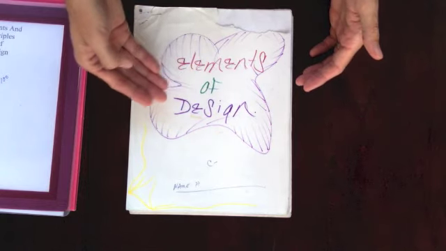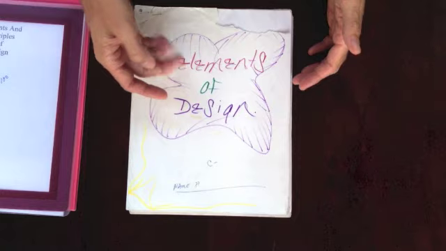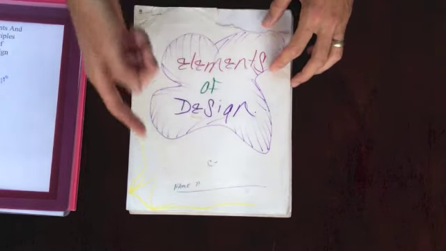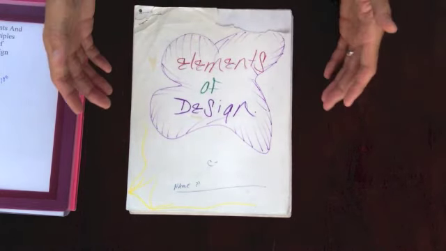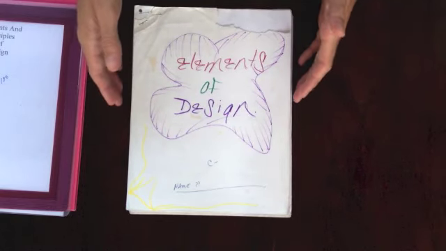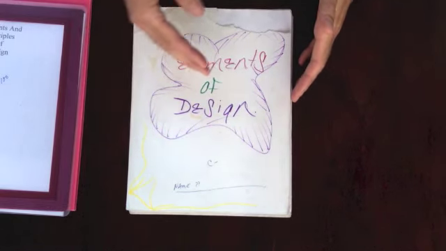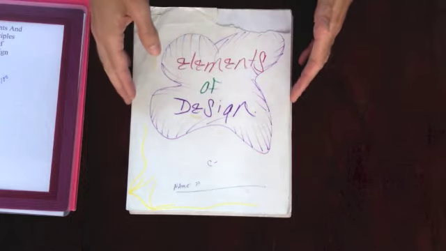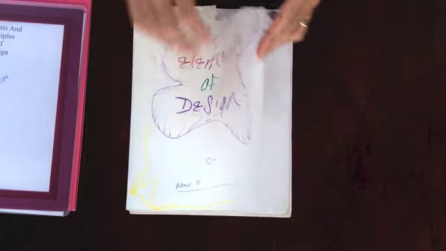It should say elements and principles of design. Also, they should have their name. This person forgot to write their name. The next thing that's wrong with this cover page is that it's hand done. The requirement is that you have all your pages, including your title page, typed.